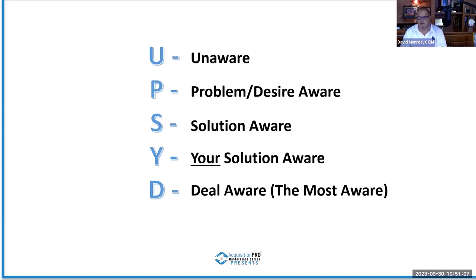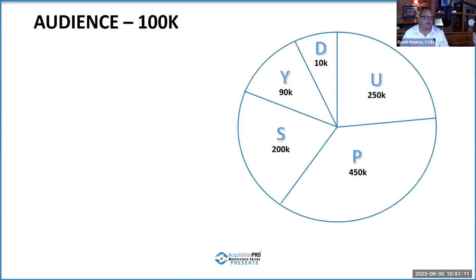All right. So what does this look like in our audience? So let's say we have an audience of 100,000. Our unaware are the second largest, about 250K. Now this is a study that's been done across all ad networks over the last 15 years.